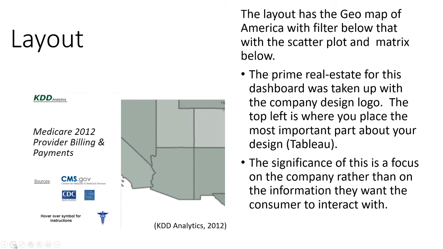The layout has a geo map of America with filters below, with a scatter plot and matrix below. The real estate for the dashboard was taken up with the company design logo. The top left is where you'd place the most important part about the dashboard design. The significance of this is the focus of the company rather than the information they want the consumer to interact with.